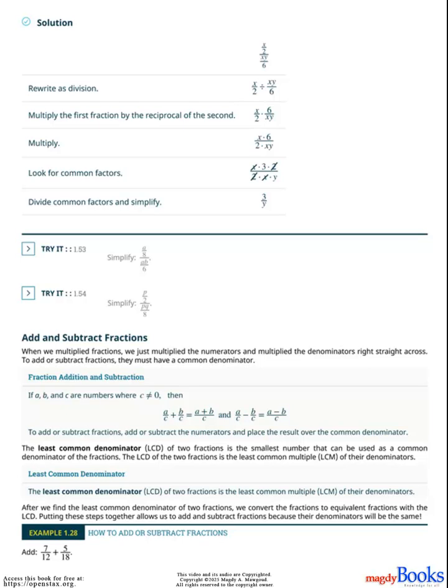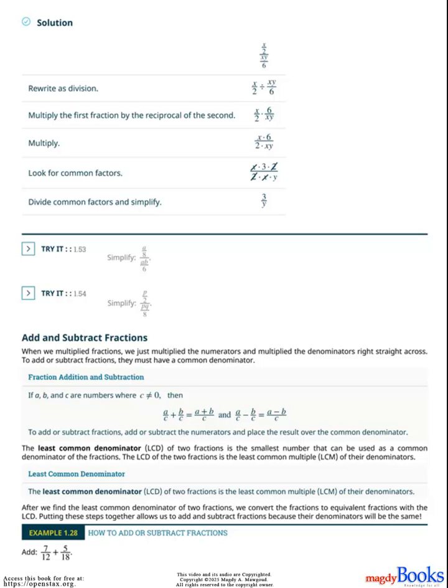Rewrite as division. x over 2 divided by xy over 6. Multiply the first fraction by the reciprocal of the second. x over 2 times 6 over xy. Multiply. x times 6, divided by 2 times x times y. Look for common factors. x times 3 times 2, divided by 2 times x times y. Divide common factors and simplify. 3 over y.